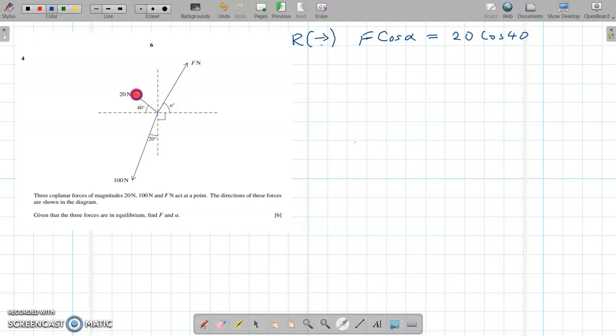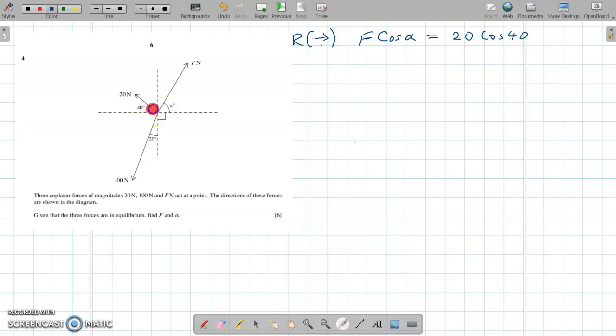Right, now, that 20 newtons has a component going up, and that will be 20 sine 40, or it will be 20 cos of this angle. What's 90 minus 40? 50. So that would be 20 cos 50 or 20 sine 40. I usually go with using the angles given. If it's 90 degrees to the direction, then it's sine. If it's in the direction, it's cos.